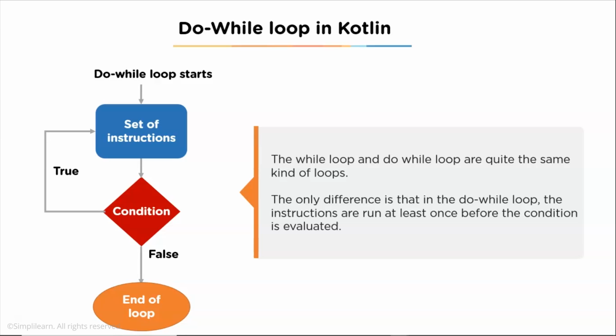So as we can see in the diagram, the do while loop starts and the set of instructions is executed. After that, the while loop condition is checked. If it is true, then again the set of instructions will execute. So basically in a do while loop, the set of instructions will execute once before checking the condition, and after that it will check for the condition to be true. So we can say the set of instructions will execute once even if the condition is not met.